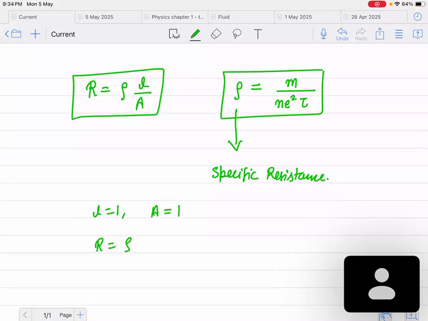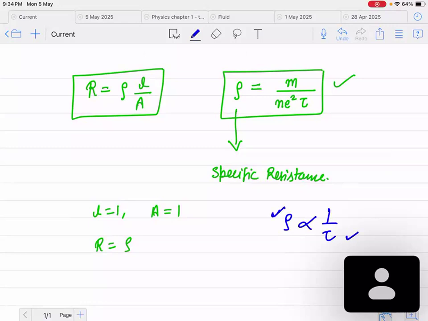Okay, so it is this. But we can write down resistivity in terms of the mass, electron charge, and the relaxation time, which is this. And I already discussed that it is inversely proportional to the relaxation time. When relaxation time increases, resistivity decreases. When relaxation time decreases, resistivity increases.